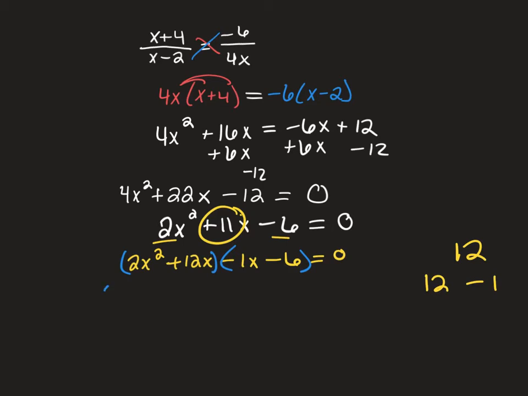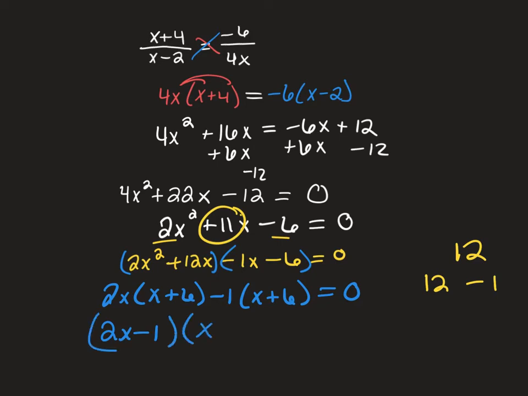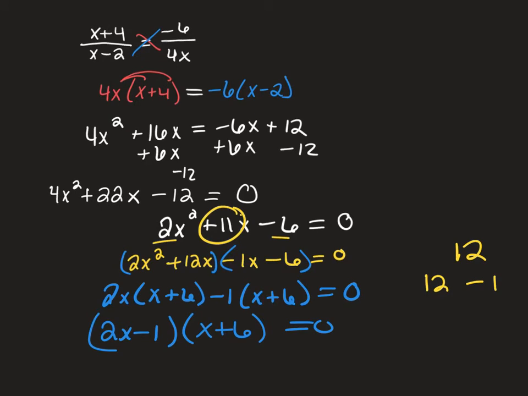So from the first one, we can take out a 2x, which leaves us with x plus 6. And then from the second one, we need to pull out a negative 1. So we're left with that same x plus 6 inside. So then you get 2x minus 1 because you take the coefficients. And then you have x plus 6. And then you set each of those factors equal to 0 and solve.